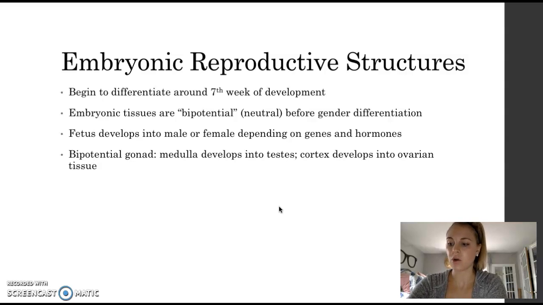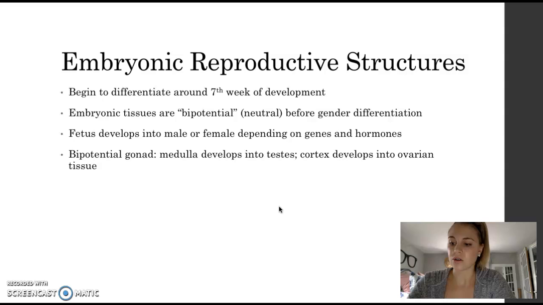Reproductive structures don't begin to differentiate until about the 7th week of embryonic development. Up until that point, embryonic tissues are considered bipotential, which means that they are neutral before they've differentiated because they can't be morphologically identified. The neutral fetus has the potential to develop into either male or female organs, depending on both genetic and hormonal influences. All embryos are destined to become female unless certain masculine influences come into play.